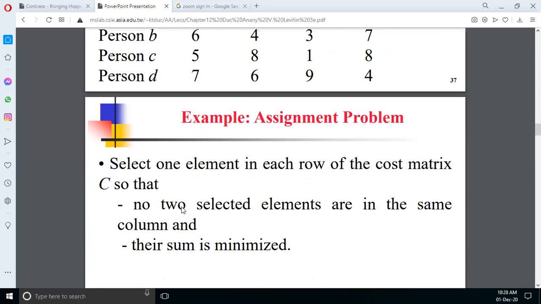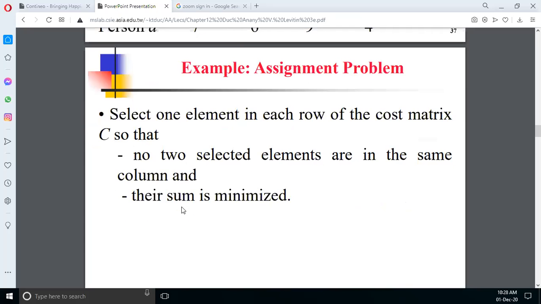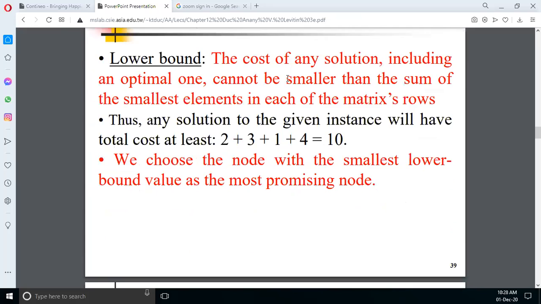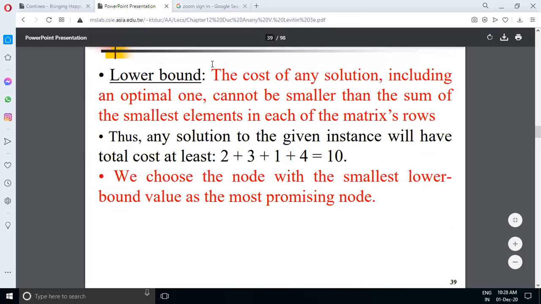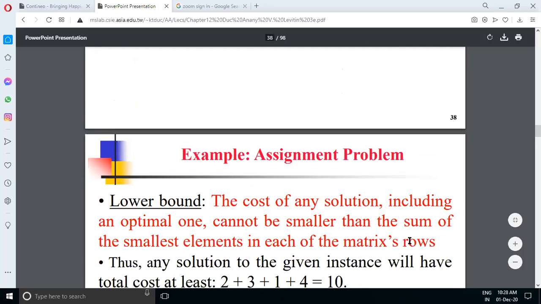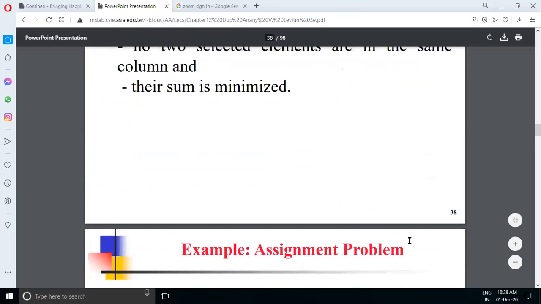Fine. Now the cost of any solution, including the optimal one. So now we will fix one lower bound for this problem. Please understand, I'm going to fix one lower bound. What is this lower bound? Let us understand. The cost of any solution, including the optimal one, cannot be smaller than the sum of the smallest element in each of the matrix rows. What is that matrix I'm talking about? The cost matrix. Let us understand this.